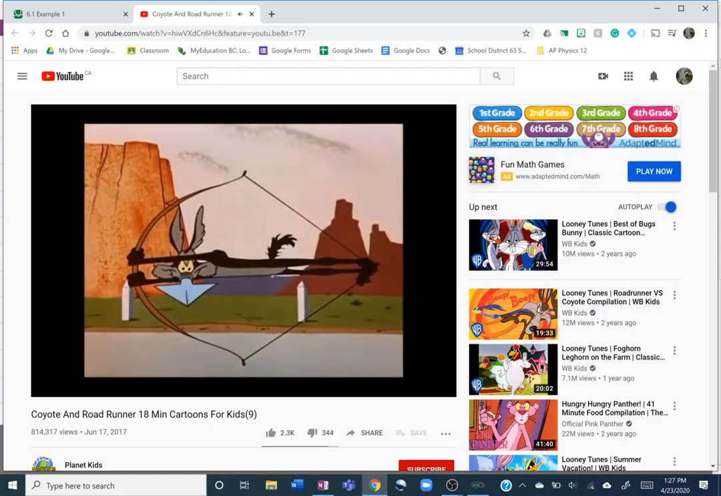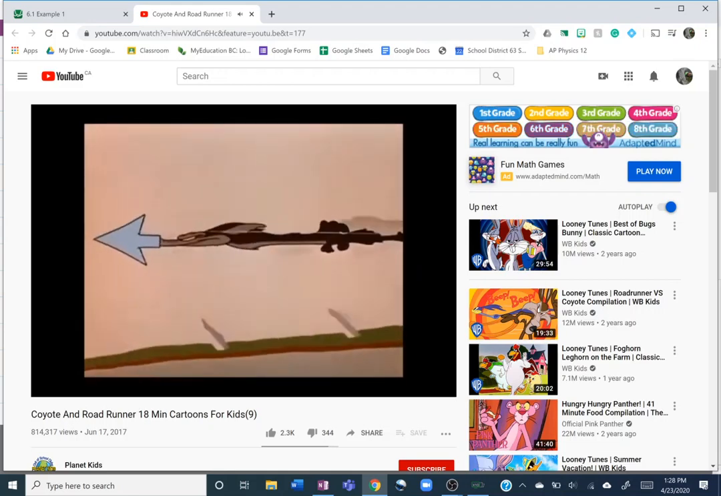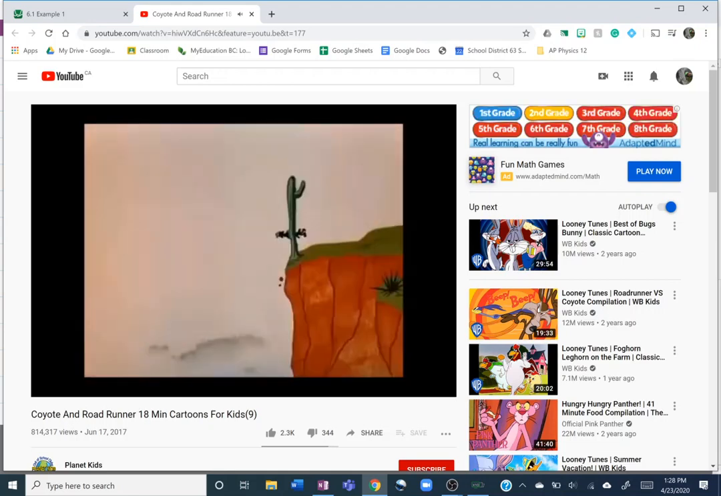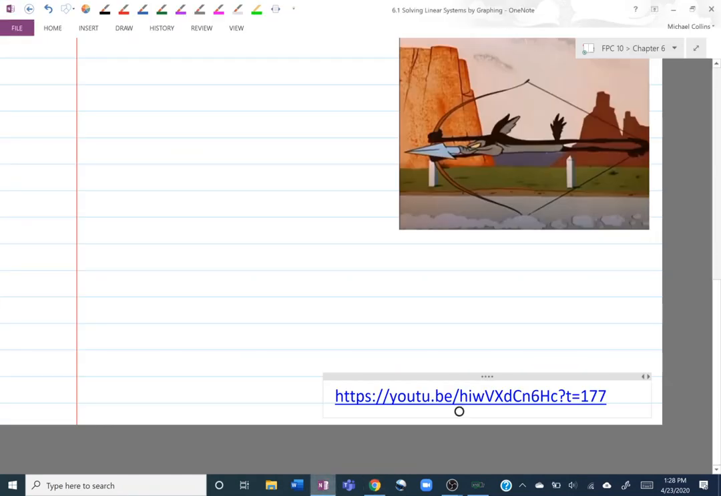Here we have Wile E. Coyote getting set up. Let's let the Roadrunner run past. So unfortunately, Wile E. Coyote did not catch up to the Roadrunner. He wasn't given the full 20 seconds to get there.